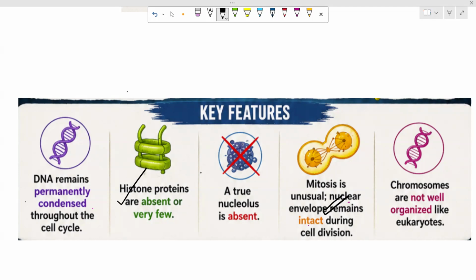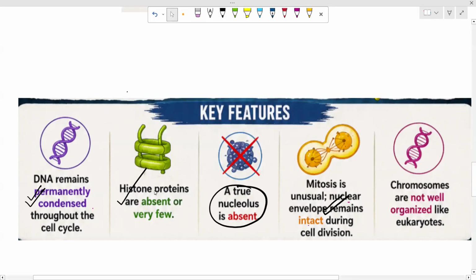And chromosomes also remain intact, meaning chromosomes remain condensed even in the interphase stage. DNA is permanently condensed to form chromosomes in the interphase stage also. True nucleolus is absent and proper chromosomes are not made, just like in the case of the eukaryote. So you can say it is an evolutionary link between prokaryote and eukaryote.